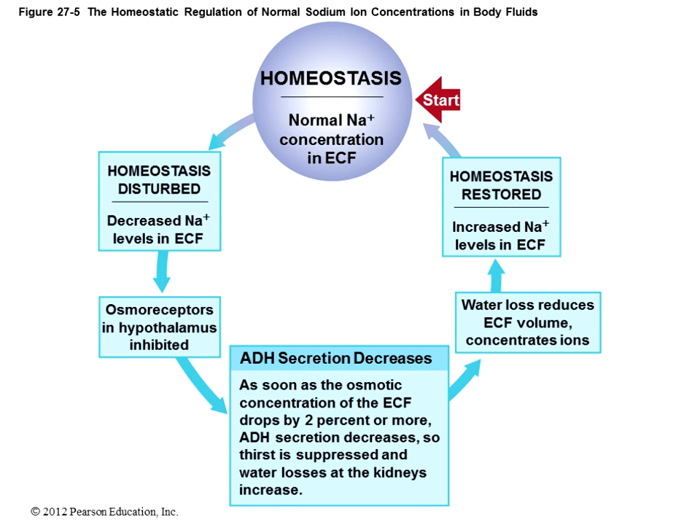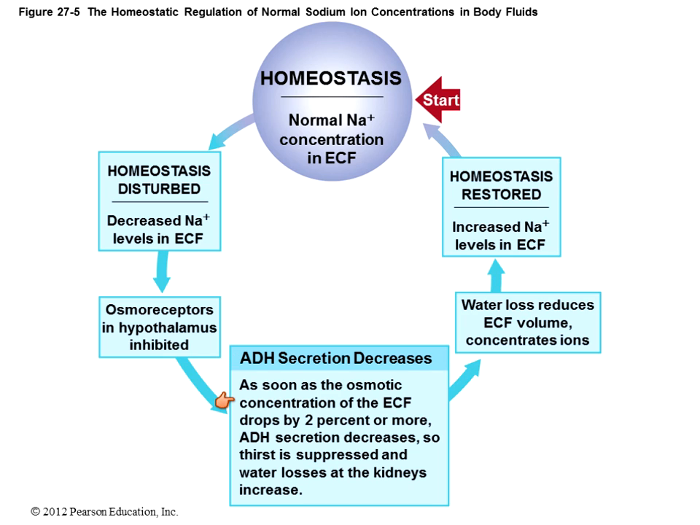Let's say it's an issue where we have decreased levels of sodium ions. So we're at homeostasis, and then for some reason there's not enough sodium ions in the extracellular fluid. Once again, the osmoreceptors in the hypothalamus are going to detect this, and instead of promoting the release of antidiuretic hormone, look what happens. Osmoreceptors in the hypothalamus are inhibited, and antidiuretic hormone secretion decreases.